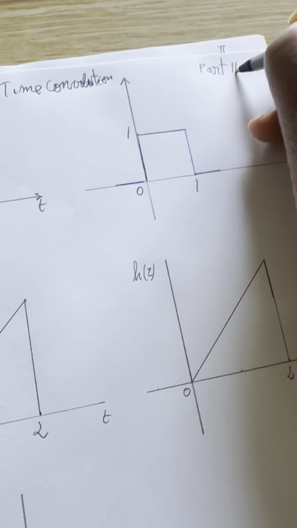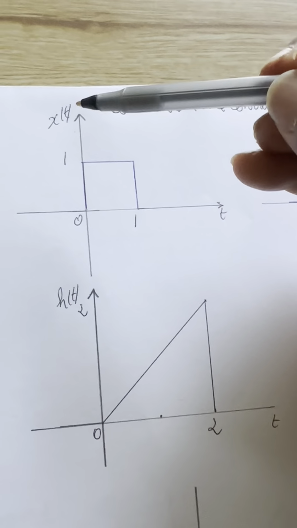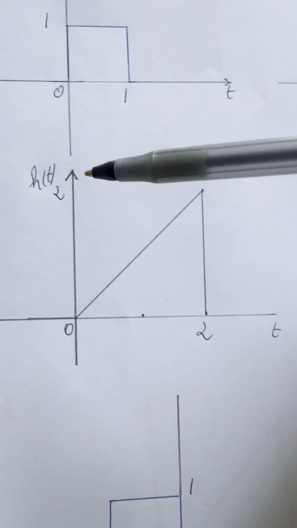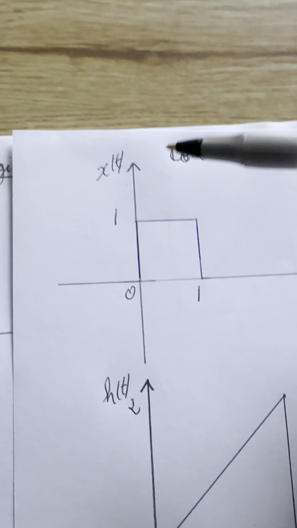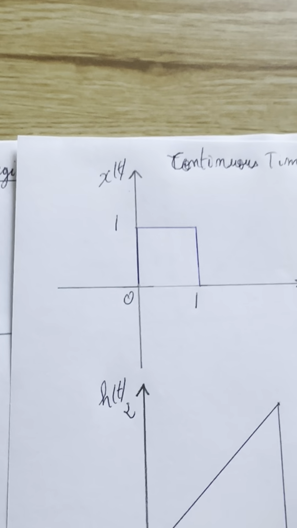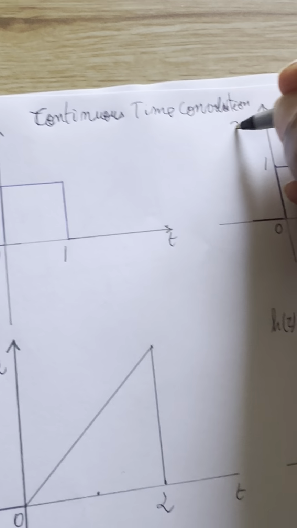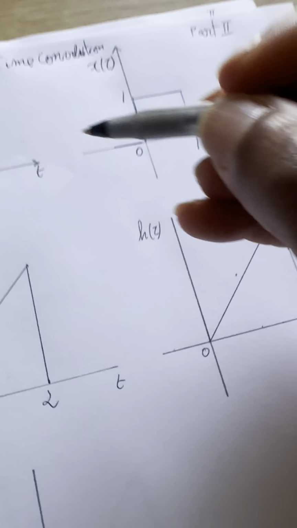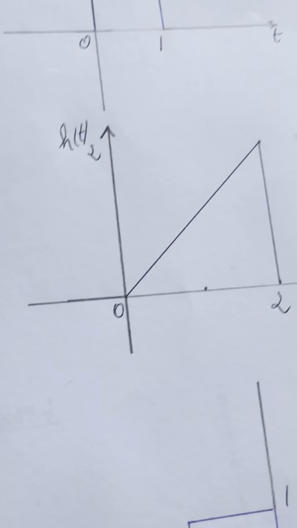Part 2. Okay, here we have x(t), and the second graph we have h(t), a triangle and this square. So what we have to do, we need to replace the t by tau. So it becomes x(tau), and the t here will change to tau. Same here, h(t) becomes h(tau).